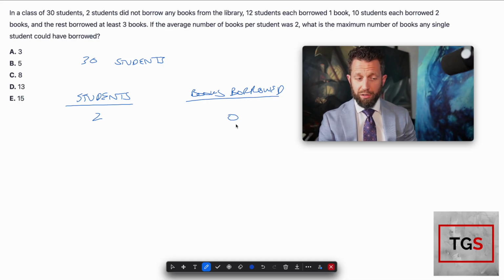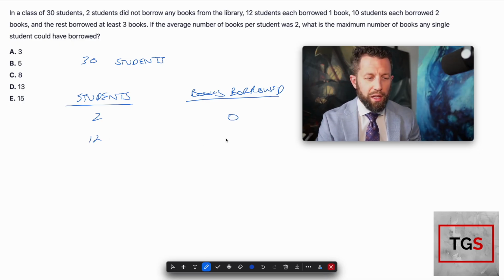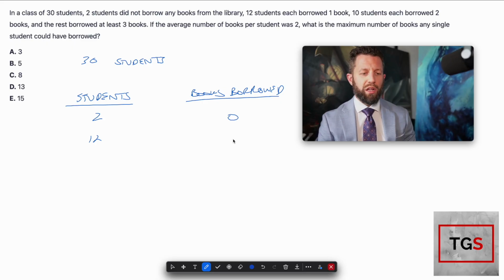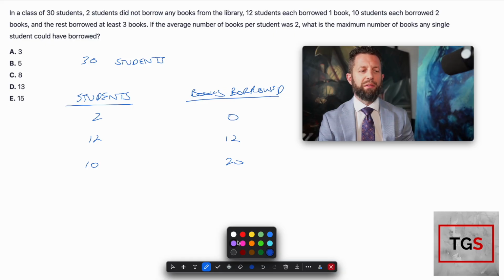Then we're told 12 students borrowed one book each. So I would note a 12 under the students column and then a 12 under the borrowed column. 10 students borrowed two books each. So I'd write a 10 under the students column and a 20 under the borrowed column. And then we've got some unknowns. We are probably going to have to solve for the remaining students and also the remaining books borrowed. So I'm just going to write some question marks in each column at the bottom there to remind me to circle back on those quantities.